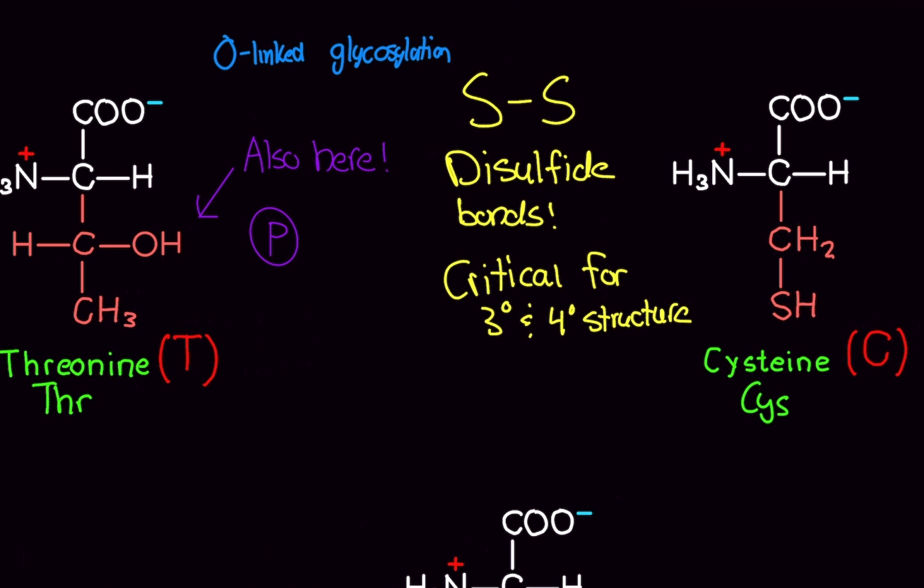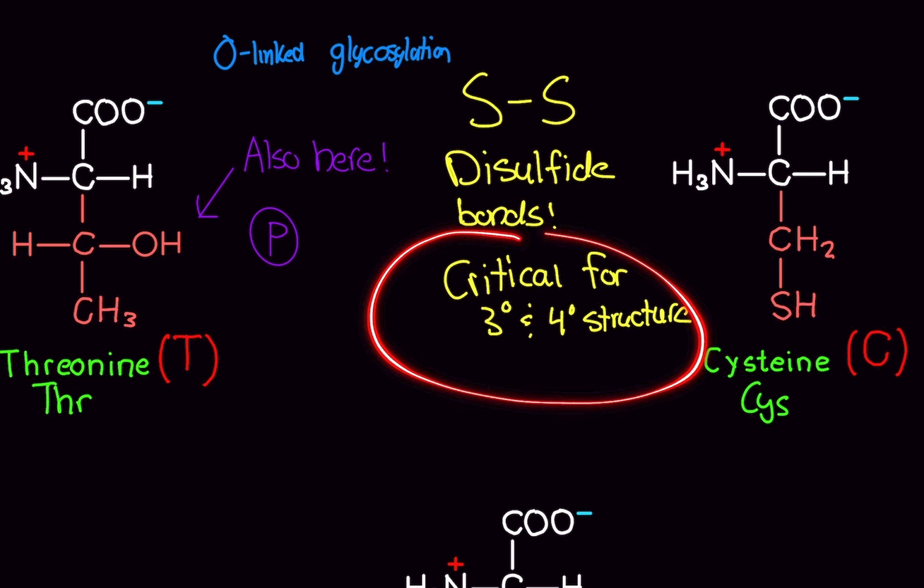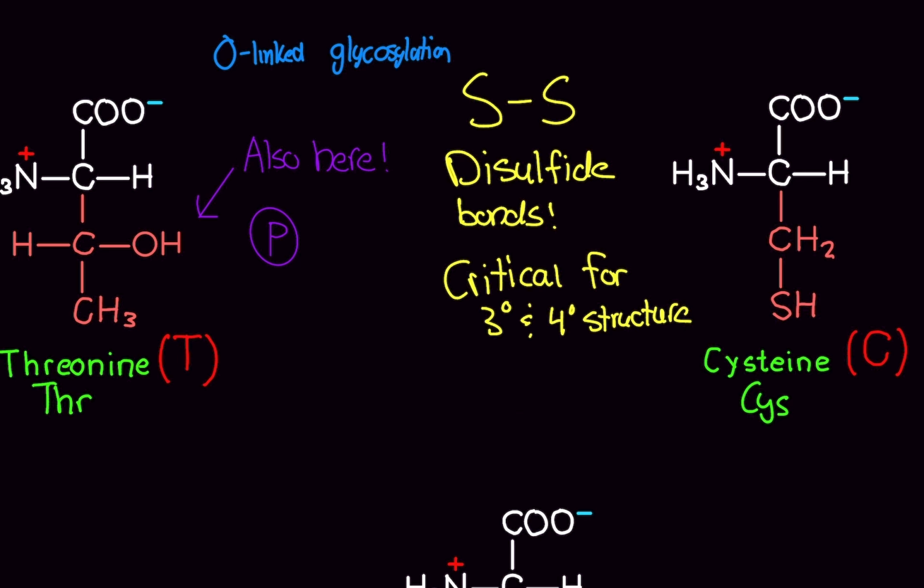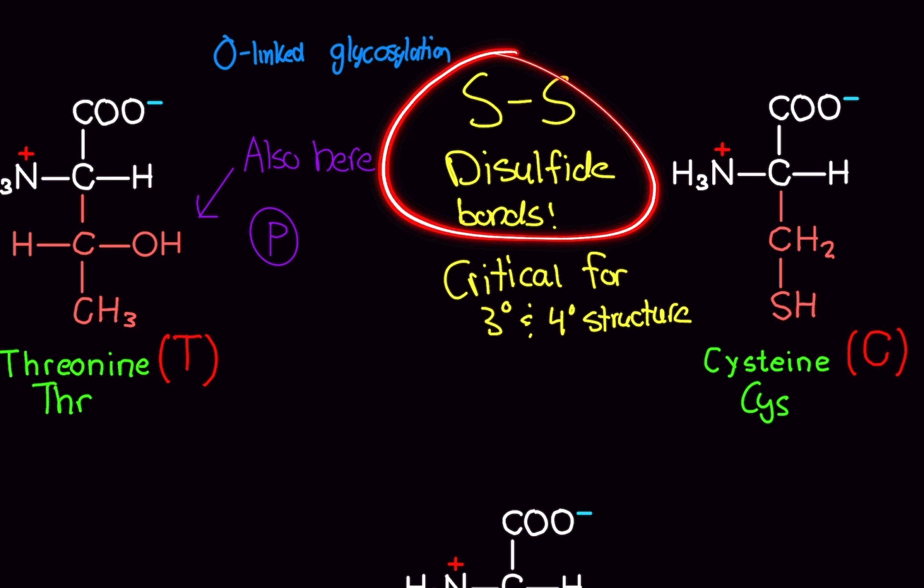Cysteine is probably one of the most important amino acids, they're all important, but this is a very unique one because of the thiol group here. Cysteine is able to form something called disulfide bonds. Basically, the sulfurs can bond with each other. So cysteine amino acids can bond with other cysteine amino acids. This is critical for tertiary and quaternary structure.